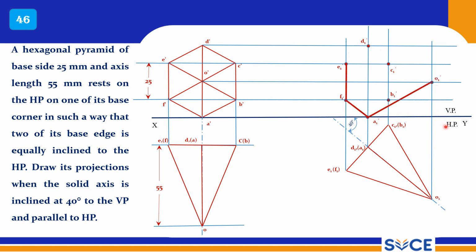So connect all the outermost points with thick lines. C and B are very near to the XY reference line, so they are invisible points. So connect D to C with a dotted line, and E to O is a visible edge. E to O, F to O are visible edges, and draw the dotted line C to B, B to A also dotted line, C to O dotted line, B to O dotted line. So this is the final front view.